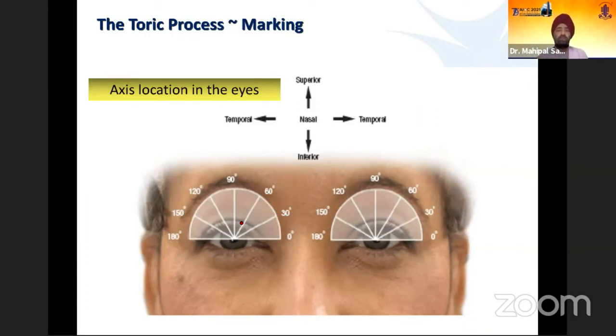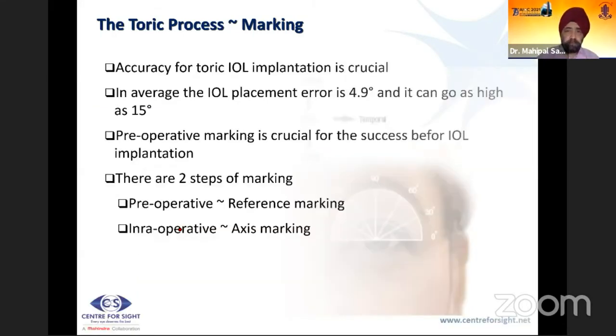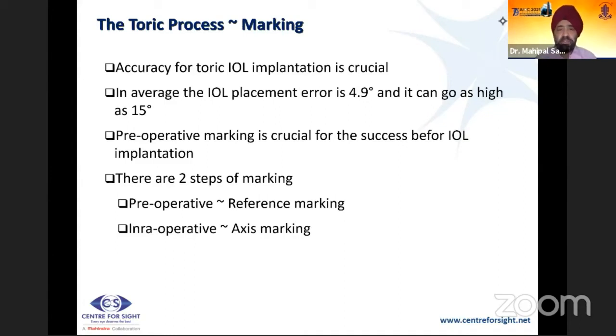Now, one important thing is that sometimes people get confused about 0 and 180. This is the diagram, with 0 on this side and 180 on this side. When you are sitting at the right eye, the temporal side is on this side, 0 on the left and 180 on the right. So this is how you have the 0 to 180. Now, regarding the marking of the intraocular lens on the cornea, on average the IOL placement error is about 4.9 degrees, and it can go as high as 15 degrees. This is the average you get because of the manual marking and placement.